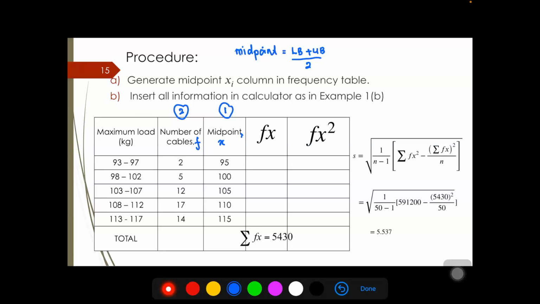Once you have keyed in everything in your calculator, this is the value of your standard deviation. And from this standard deviation, we can also find the variance. So S squared equals S squared. Therefore, the value of S that we obtained previously is 5.537 to the power of 2.